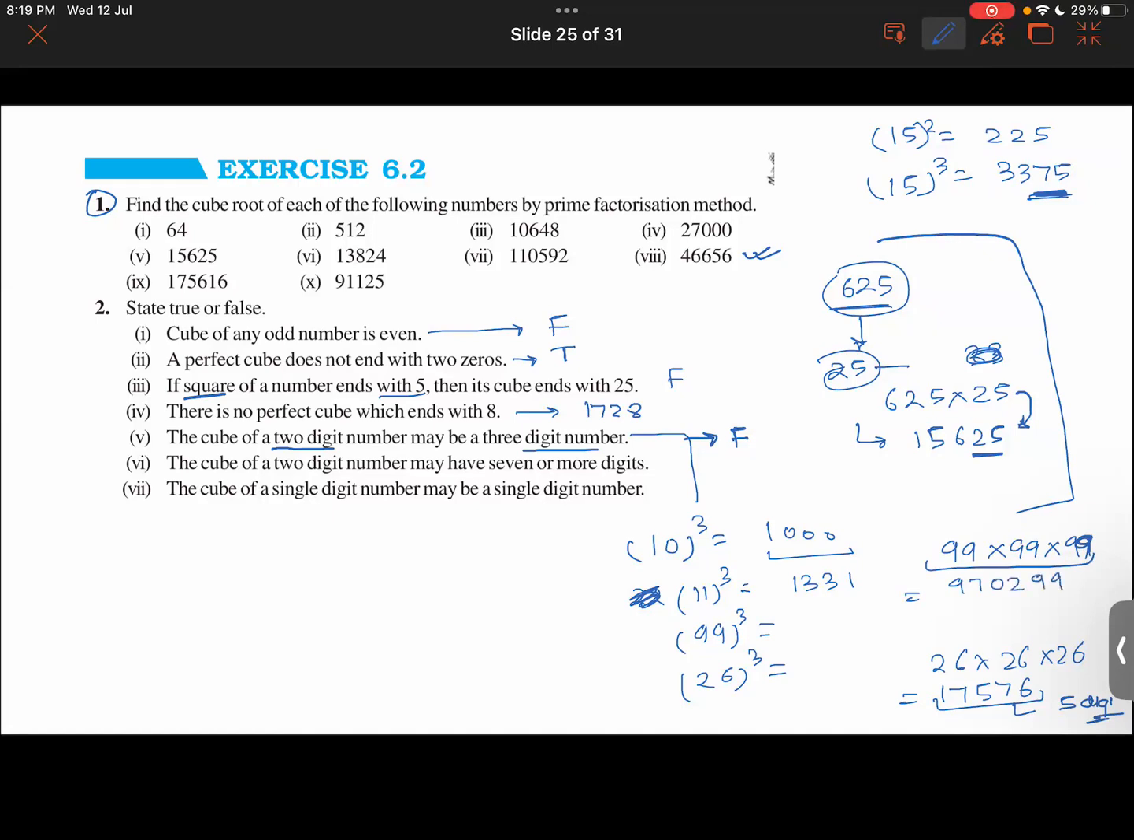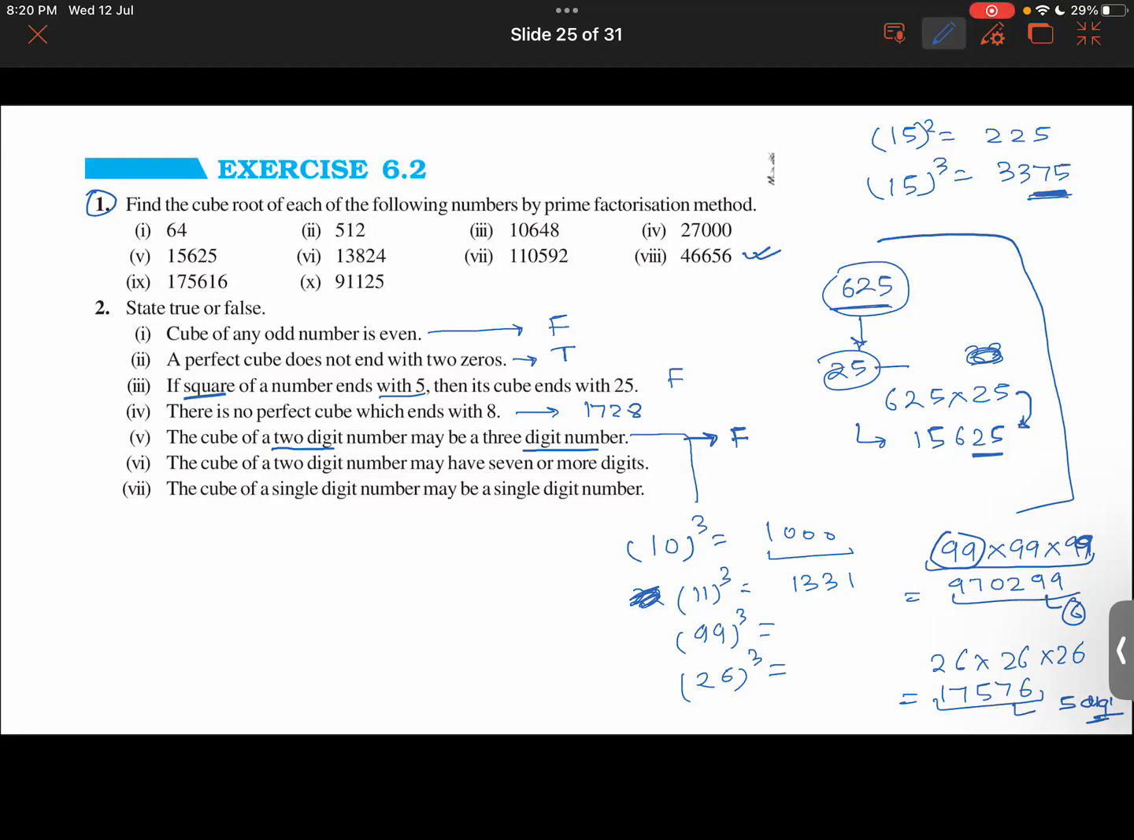970,299. Count the number of digits here. That's 6. Sorry, it's 6 here. So the statement becomes false here because we took in fact the maximum two-digit number possible, 99. And we have taken numbers smaller than this 99 as well.